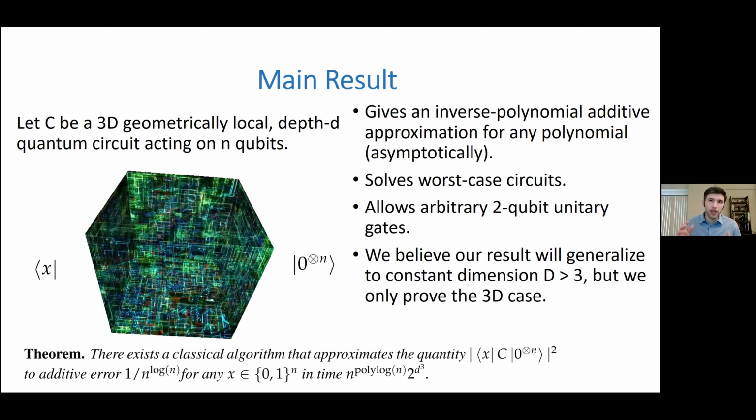So just to reiterate, this algorithm works provably, worst case over all circuits. Our gate set is arbitrary 2-qubit unitary gates. We actually believe that this algorithm will generalize to any fixed constant dimension greater than 3, but we only prove the 3D case in our paper. Okay.